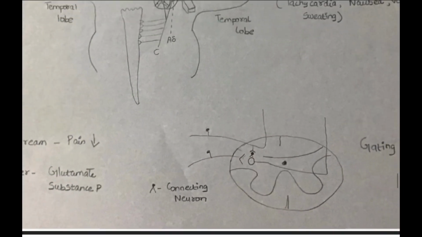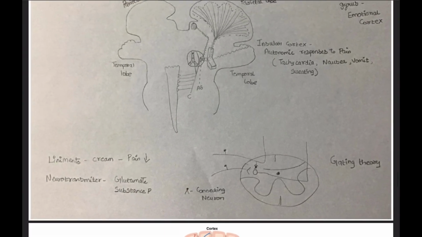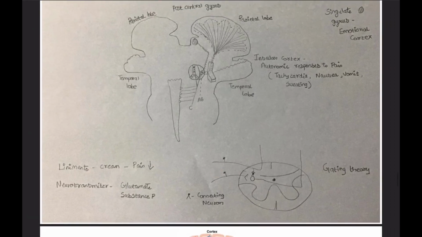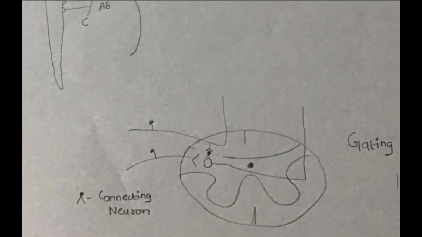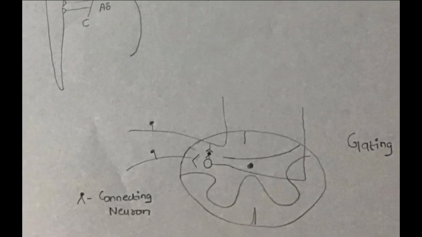This is what happens when you massage or put any creams such as liniment cream, or when you do acupuncture, or if you use any painkiller sprays. This is known as gate theory. Here the external mechanical stimulus produces some chemical substances, and here there is a gate. Either it will block the gate or it will open the gate for the pain fibers. This is known as gate theory.